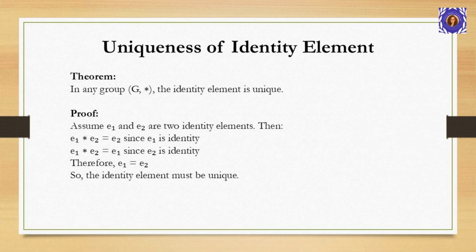Now let's discuss two important uniqueness theorems. Uniqueness of identity element. In any group G with operation star, the identity element is unique. Here's the proof. Assume e sub 1 and e sub 2 are two identity elements. Then e sub 1 star e sub 2 equals e sub 2 since e sub 1 is an identity, and e sub 1 star e sub 2 equals e sub 1 since e sub 2 is an identity. Therefore, e sub 1 equals e sub 2. So, the identity element must be unique.